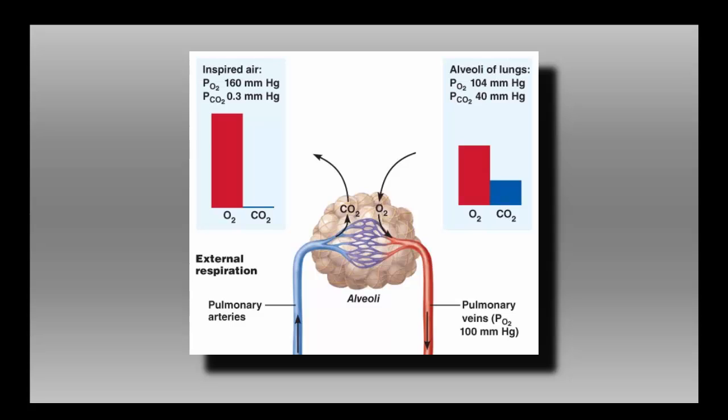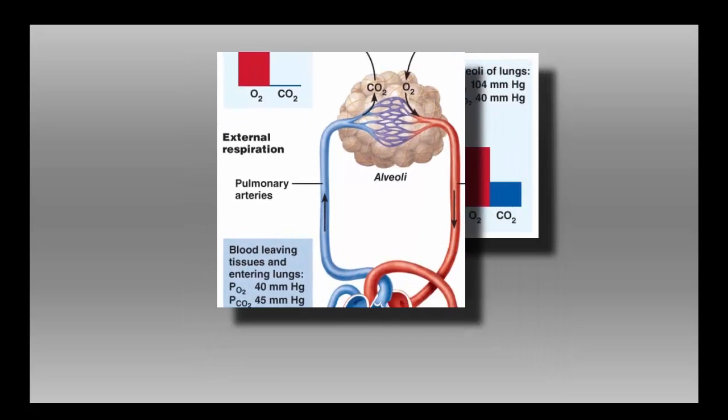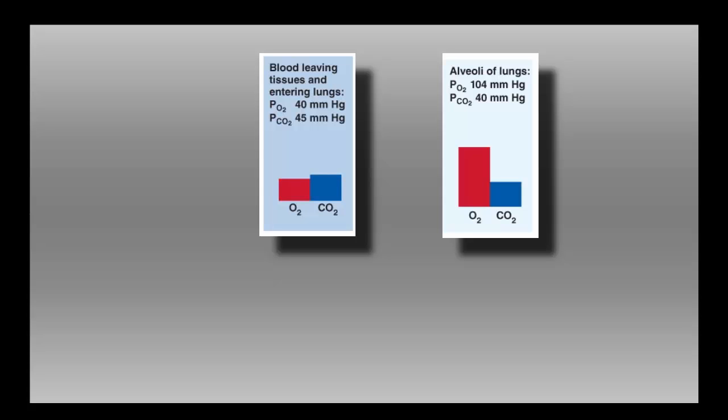Now that you understand where these values come from, what we want to do is compare the partial pressures of oxygen and carbon dioxide between the alveolar air and the blood entering the respiratory membrane capillaries. And that would be the deoxygenated blood leaving the heart through the pulmonary arteries. Notice the steep gradient for oxygen with a partial pressure of 104 millimeters of mercury within the alveolar air and 40 millimeters of mercury within the blood capillary.